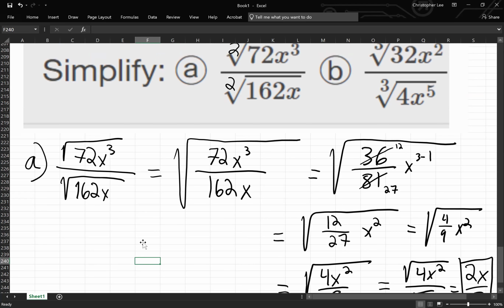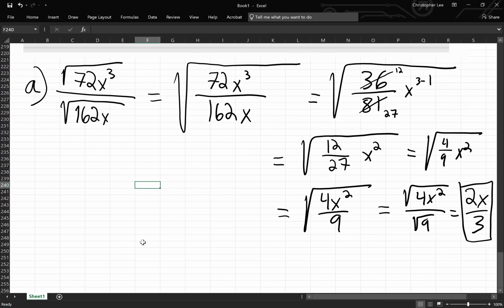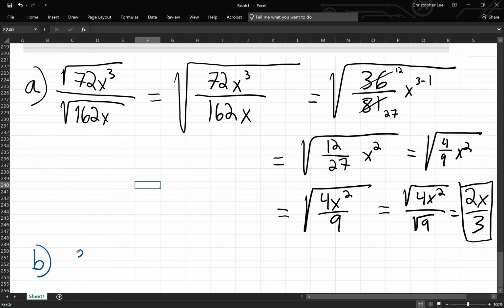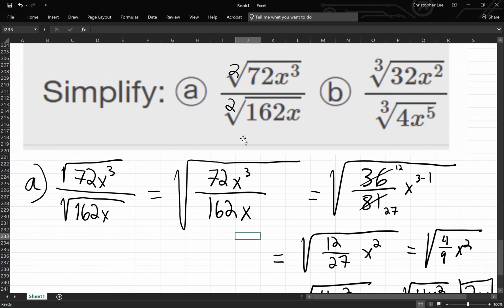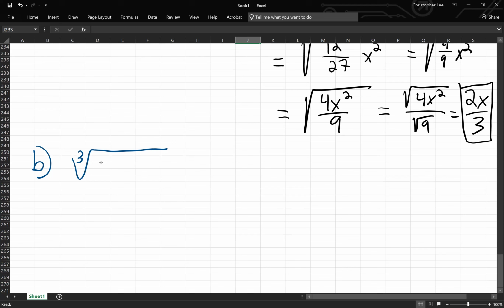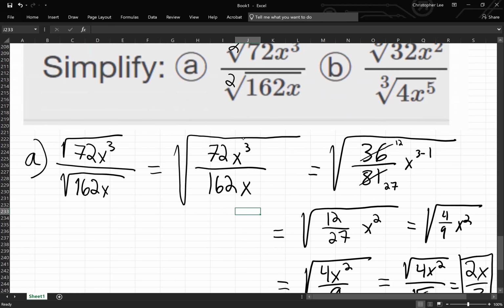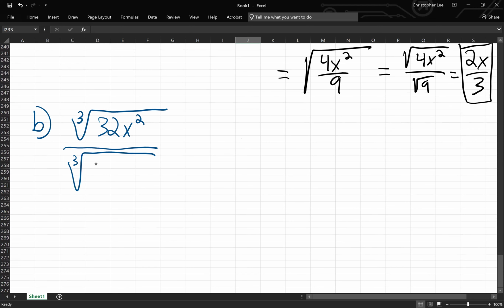All right. Let's look at B now. B looks like it's a little bit hard. I'm gonna change the color just so we're not confused. Now, B looks a little bit harder, but it's not really. So we have the cube root of 32x squared over the cube root of 4x to the fifth power.